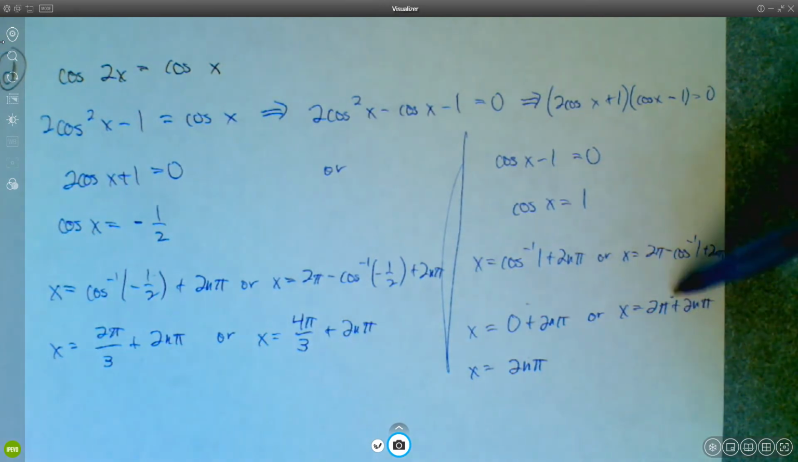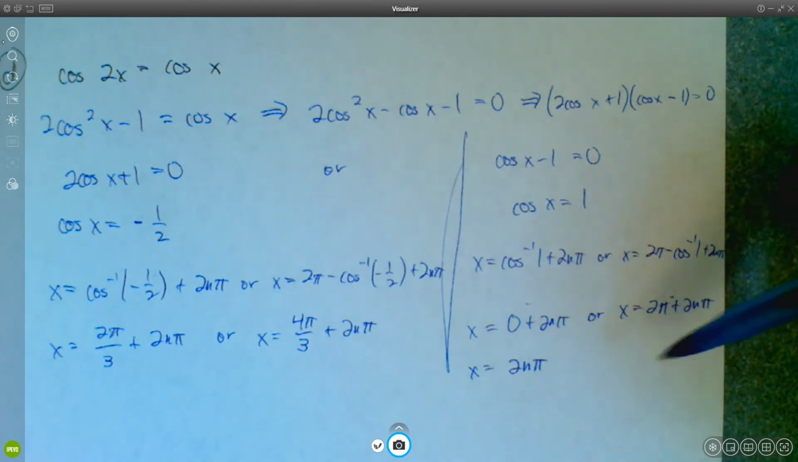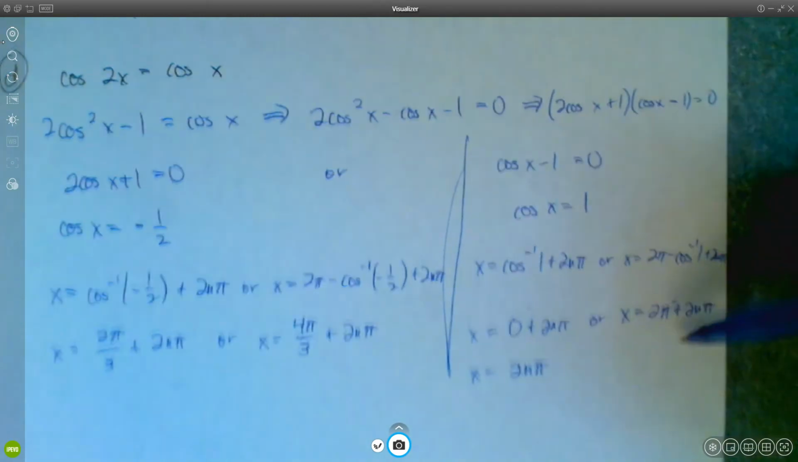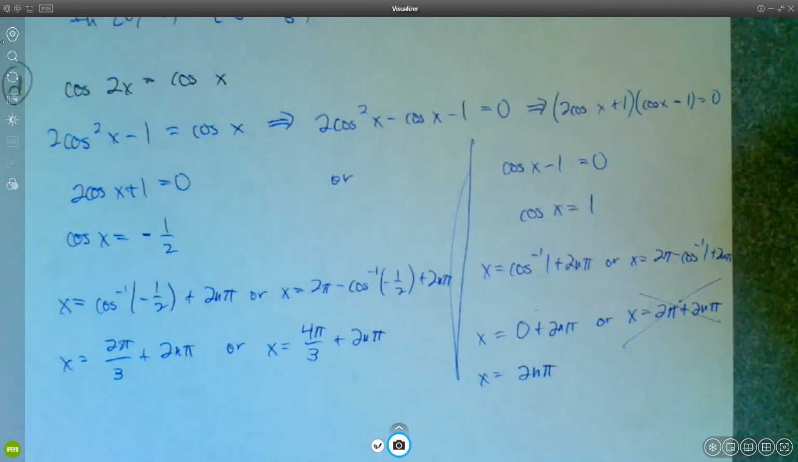So you're generating the same set here, right? You're generating negative 2 pi, 0, 2 pi, 4 pi, 6 pi, 8 pi. Well, it's the same set that you're generating here, and so this is really just redundant, okay?